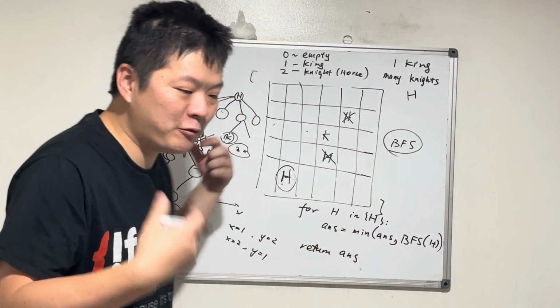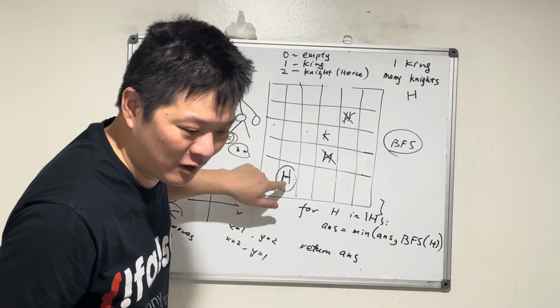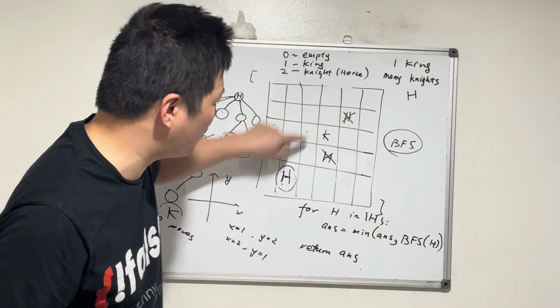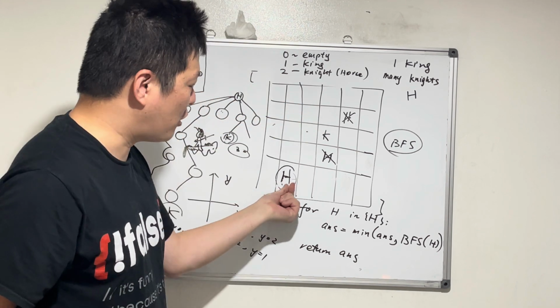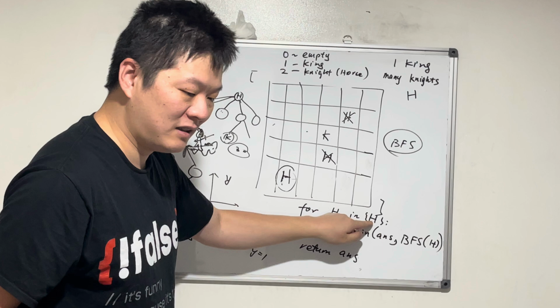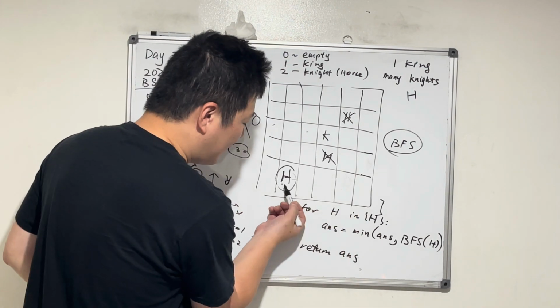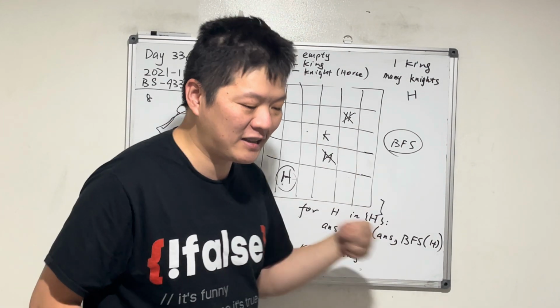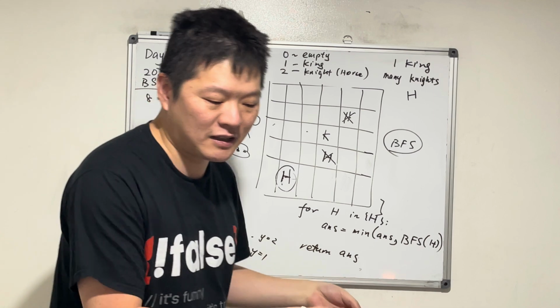Because we already know how to solve the one problem, one horse to one king, the source to the destination, we can repeat this n times if there are n horses. But this is not optimal.